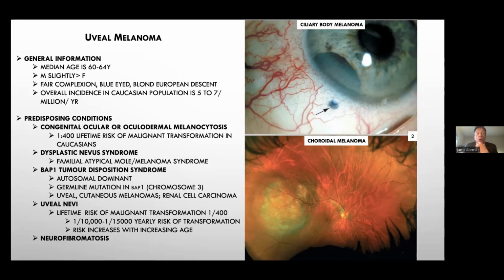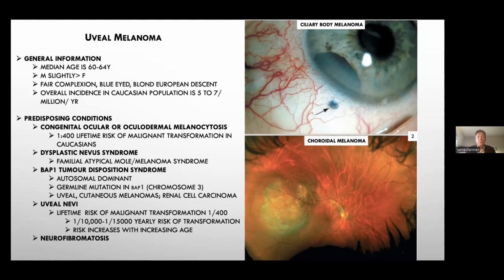There is a 1 in 400 lifetime risk of malignant transformation in Caucasians, not in the Asians and in the African Americans, where this is a more common lesion. The dysplastic nevus syndrome, or familial atypical mole. What's new on the block is the BAP1 tumor predisposition syndrome. It's an autosomal dominant due to a germline mutation in the BRCA1-associated protein 1 gene on chromosome 3. Its association with uveal and cutaneous melanomas, renal cell carcinomas, among others.